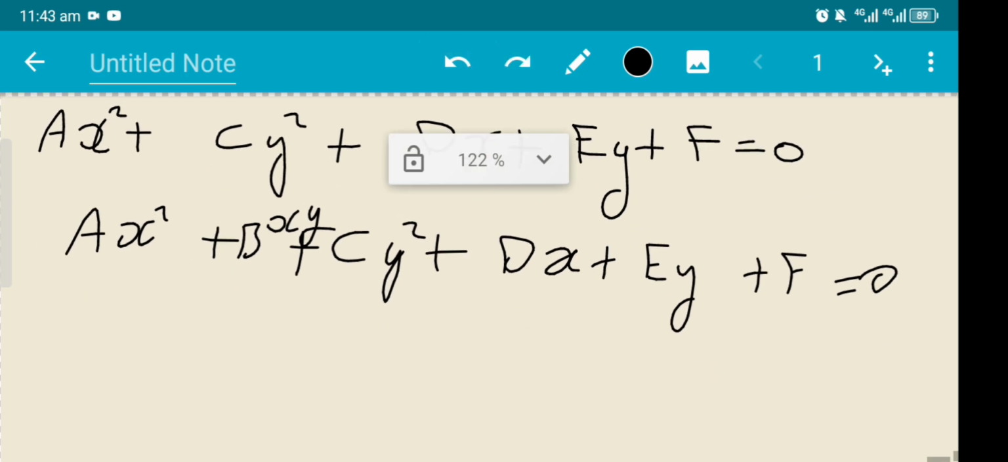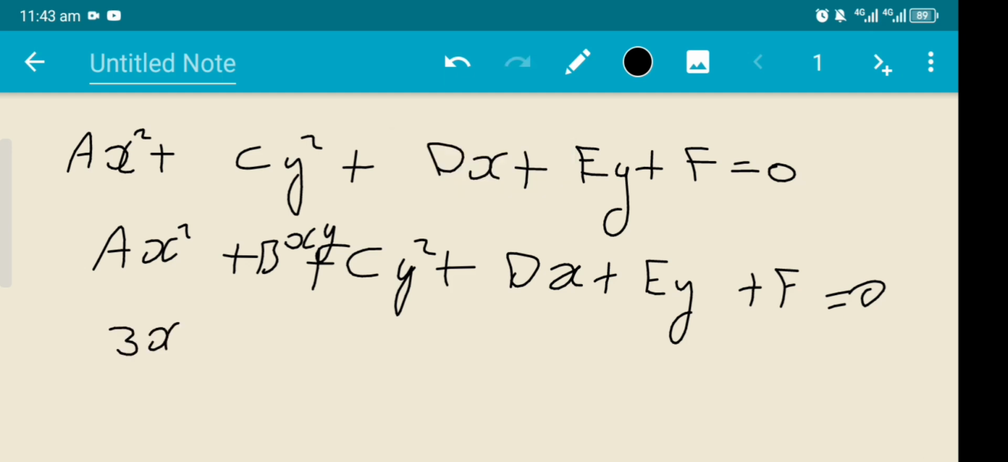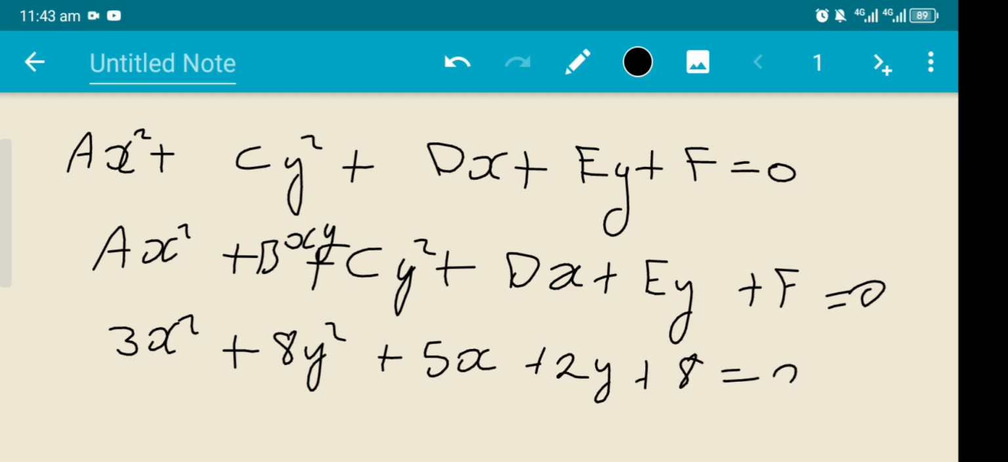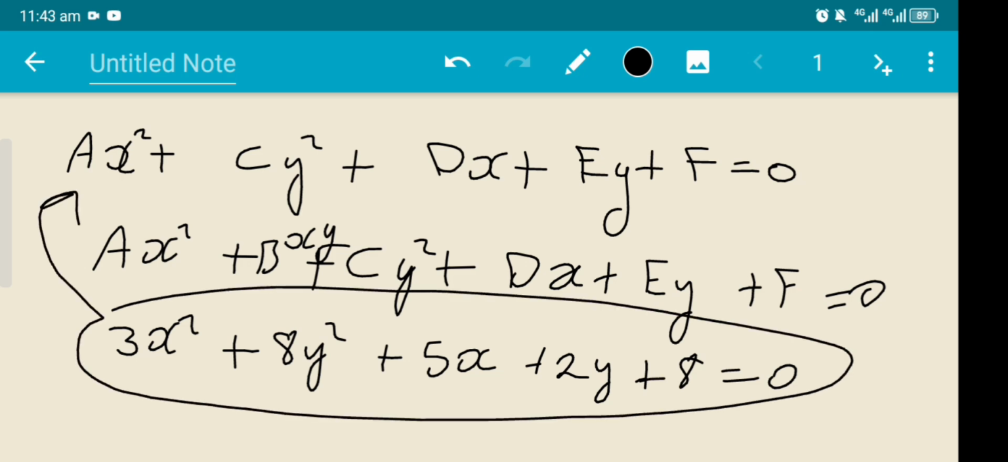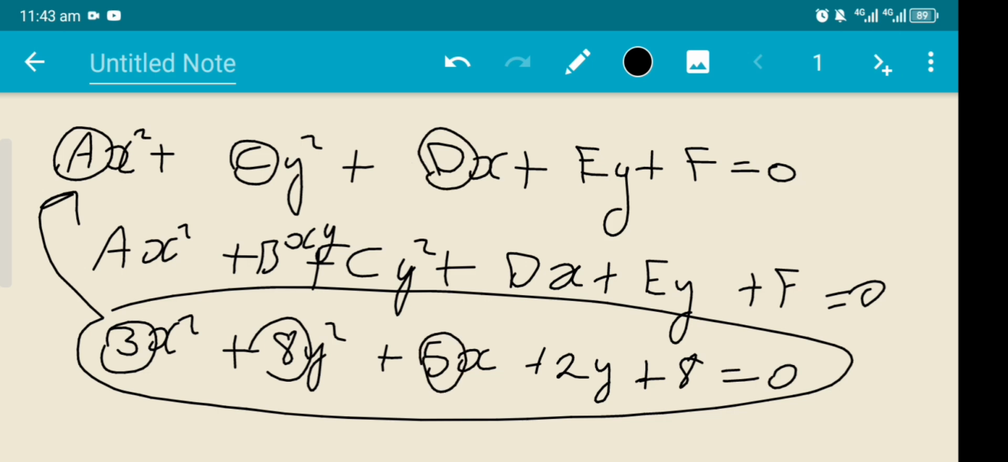What I mean by that is this. You may have an equation which is 3x squared plus maybe 8y squared plus maybe 5x plus 2y plus 8 should be equal to 0. This looks like this. Why? Because this would be your a, this would be your c, this would be your d, e, and f.